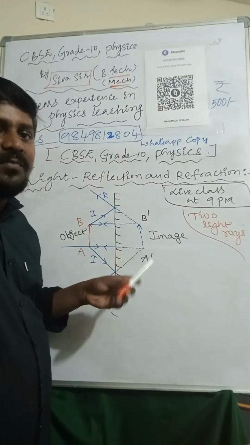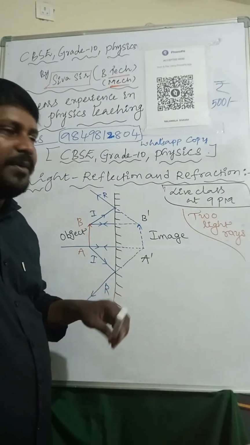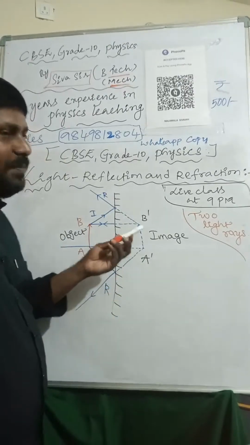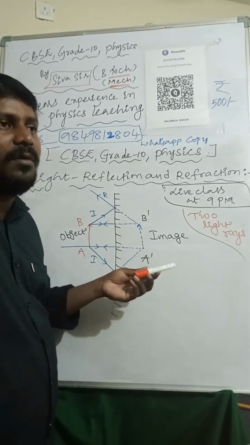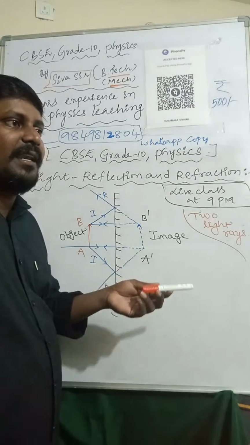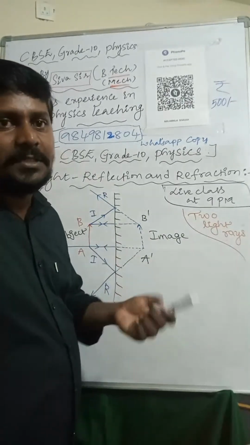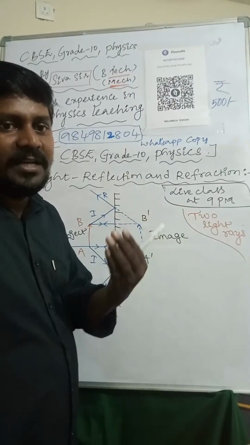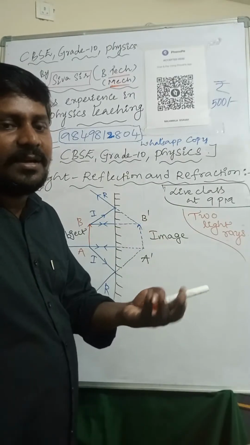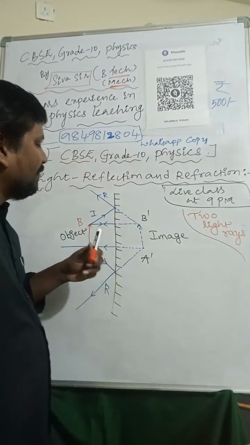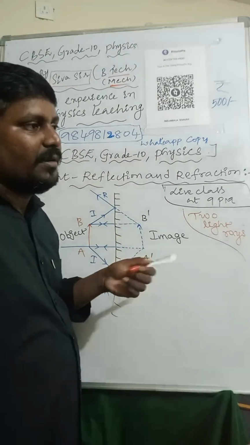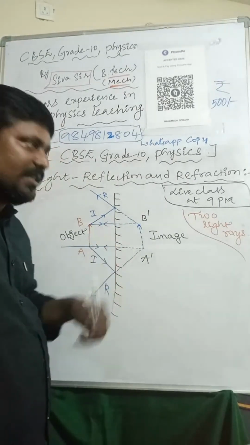What type of image will form? Virtual image. So in the previous cases, I hope you got it. Object is real, image is virtual. Object is virtual, image is real. Vice versa we are considering. So here also the same. If object is real, image is virtual. Object is virtual, image is real.